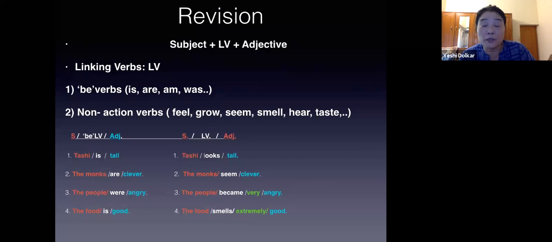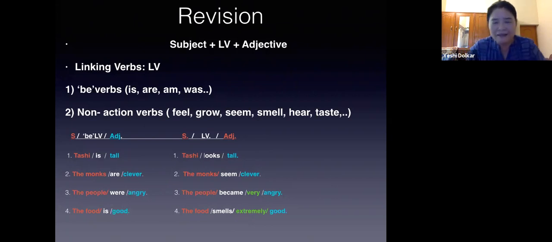The people were angry. The people became very angry. Were angry, became angry. How does the meaning change? The people became angry. All right.